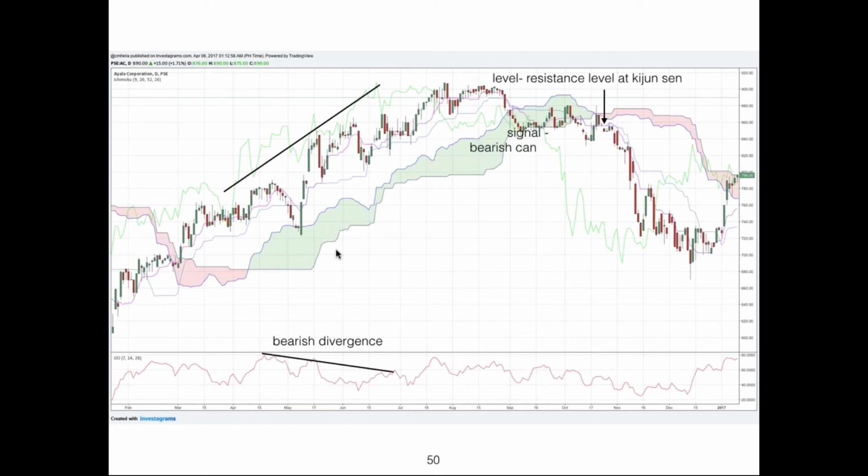The signal is the set of bearish candlesticks that failed to break the Kijun-sen to the upside. So this is that set of candlesticks which failed to break the Kijun-sen. Your trigger is the long red candlestick that confirmed strong resistance or strong selling at the Kijun-sen. So if you are shorting this market, you could hold on to your position until you find a reversal signal.